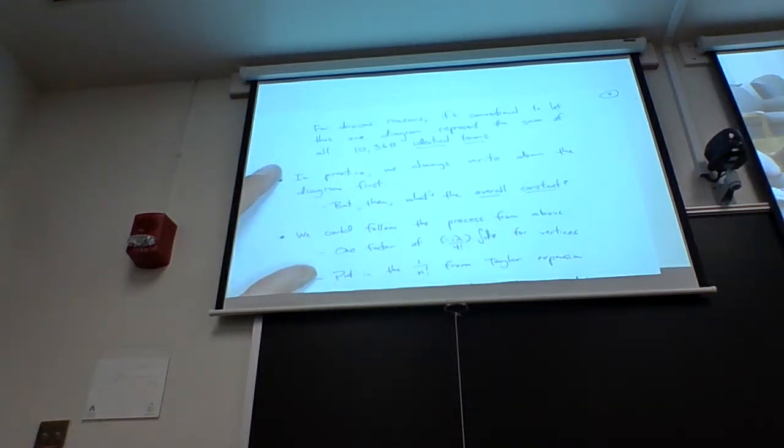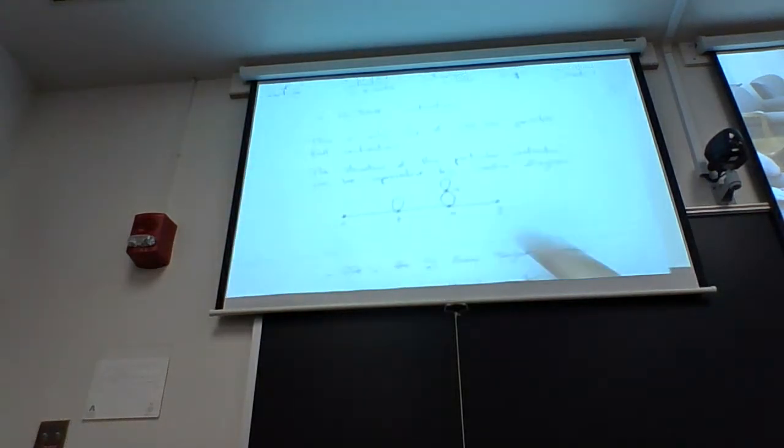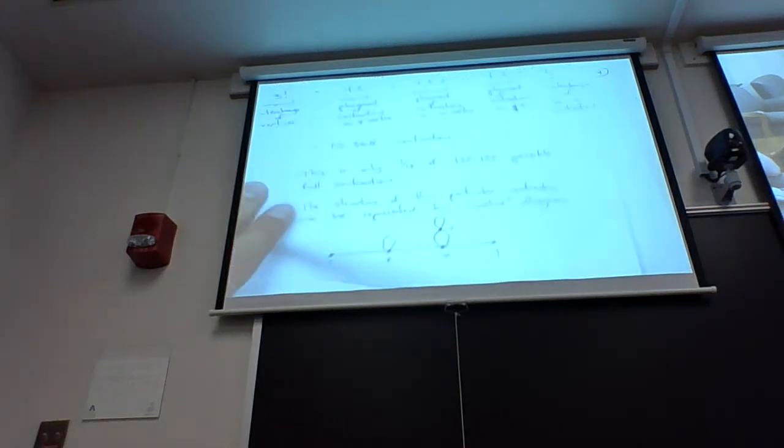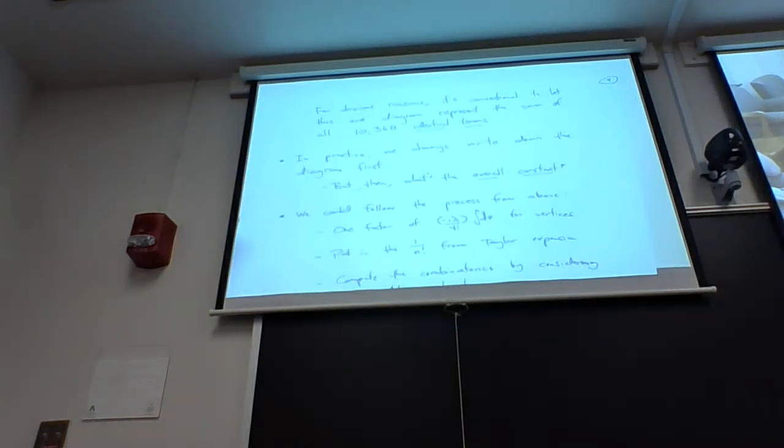Okay? The tricky part, though, is going from the diagram to the terms, right? Because here we have one diagram, and it represents over 10,000 possible terms, right? So that's the tricky part, going from the diagram to the actual amplitude, because you have to figure out what that overall constant is, okay? And that's where the so-called Feynman rules come out, right?